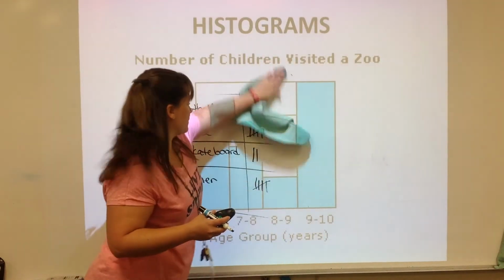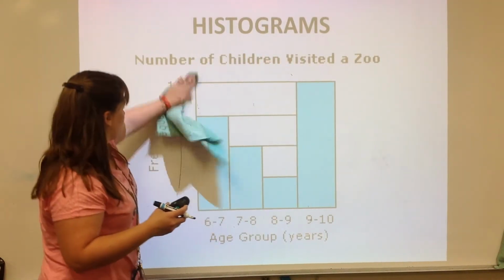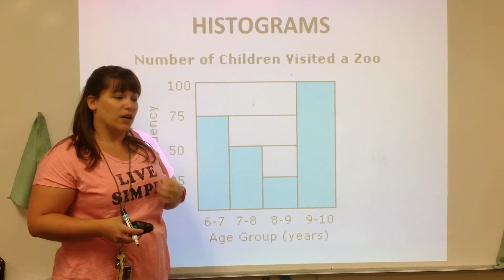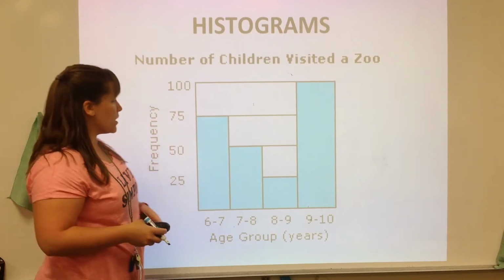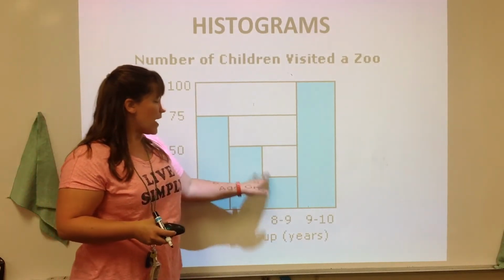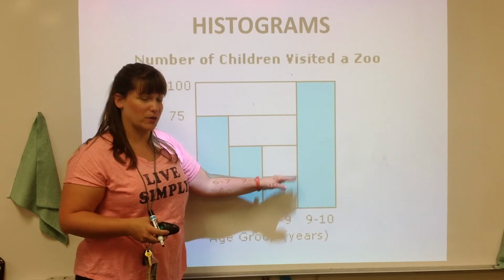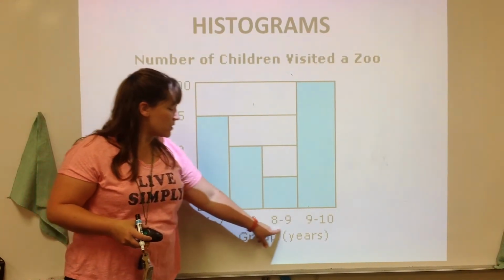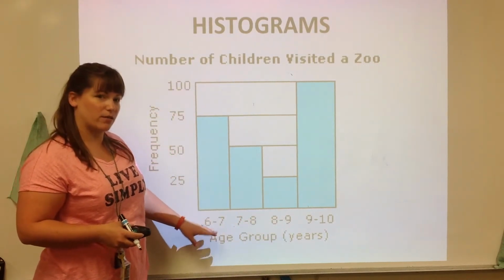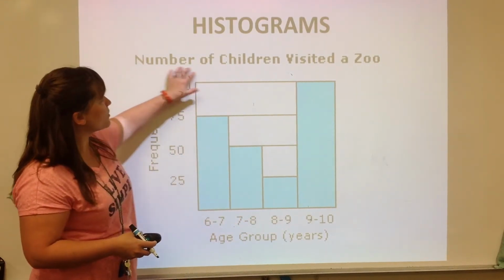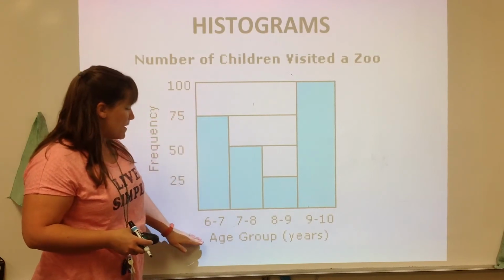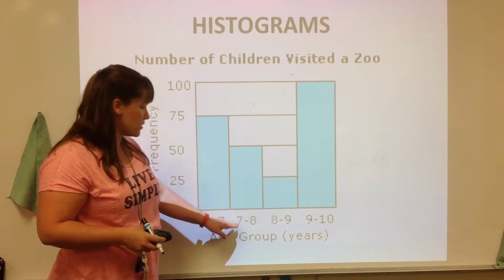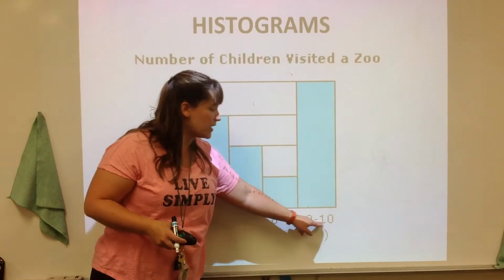Now for the main focus. A histogram is a type of bar graph, but it's special because you don't see any gaps in between these bars. If you notice the difference, this is not by subject. This is talking about the number of children who visited a zoo, and they have age groups. So they have a range of 6 to 7-year-olds, 7 to 8-year-olds, 8 to 9-year-olds, and 9 to 10-year-olds.